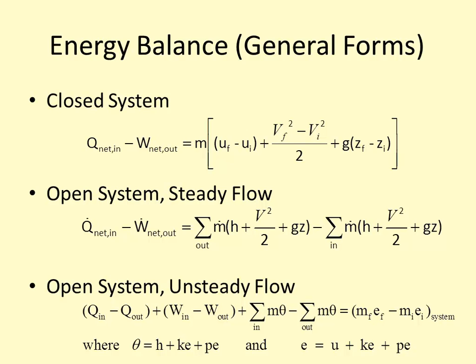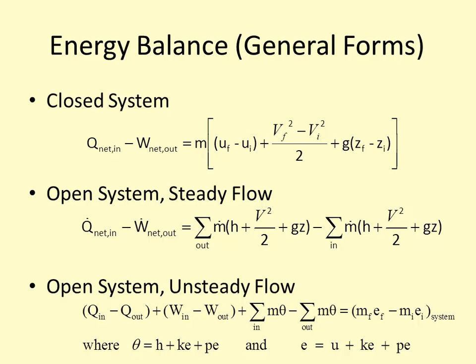and in many cases, the kinetic and potential energy terms are negligible. However, if velocities are given and elevations are given in the problem, then you do need to consider them. You also need to be very careful about units, because 1,000 meters squared per second squared is equal to a kilojoule per kilogram. So if you do include velocities and elevations in calculating the energy terms, you have to be very, very careful about the units.